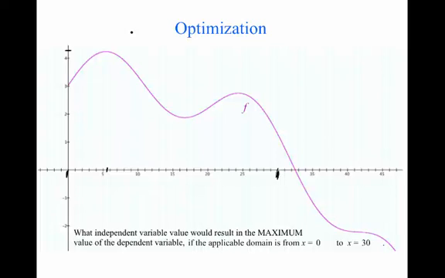Okay, let's do another one. So what about from 10 to 35? Now the actual domain is from 10 to 35. And so I want you to find the maximum value of the function when x goes from 10 to 35, and at what value of x that occurs. Talk.